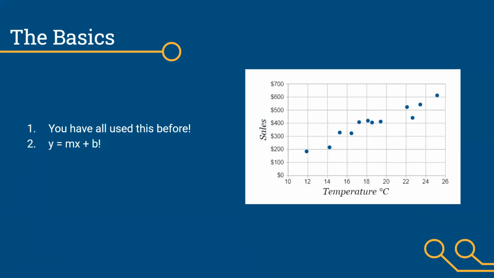You've all used this before. This is a really dumb question, but I should see every single person's hand go up: how many of you have used the formula y equals mx plus b? Yeah, that's all this is. Intuitively, we need to find the slope and the y-intercept for a data set. That's all that this is.